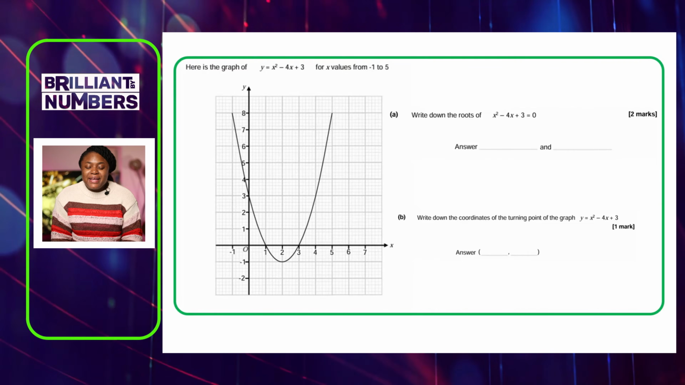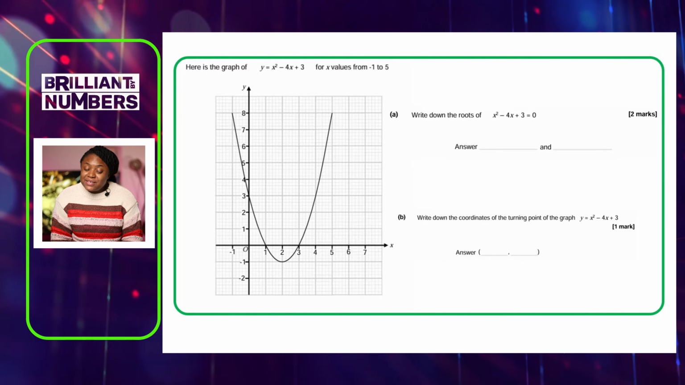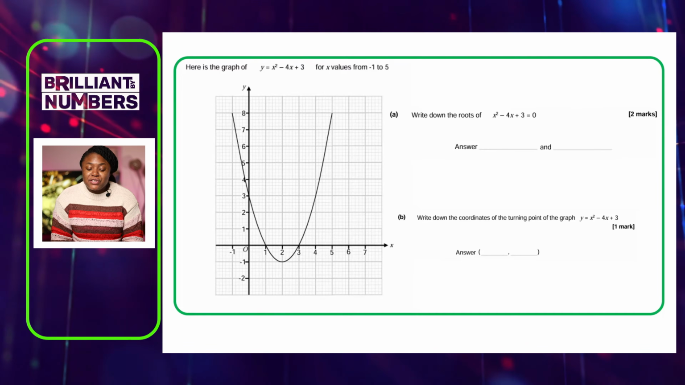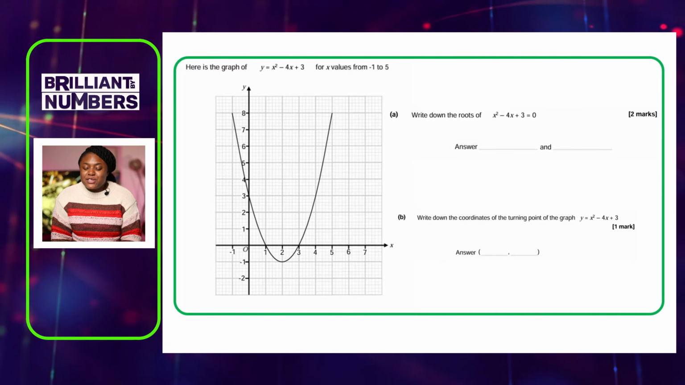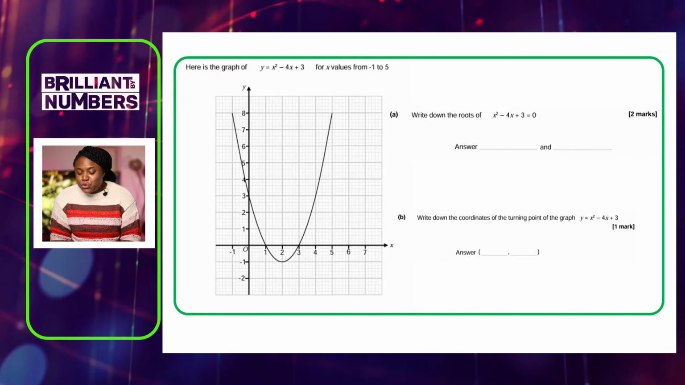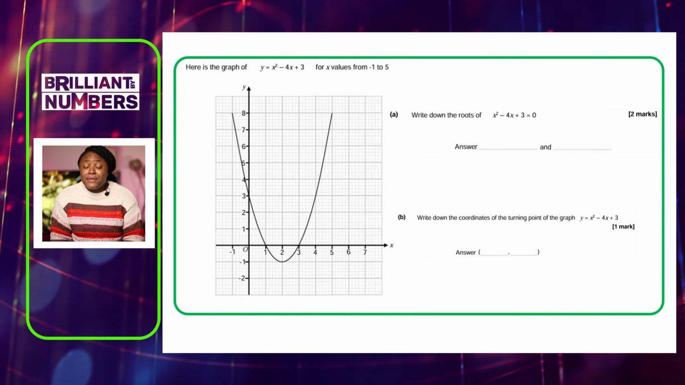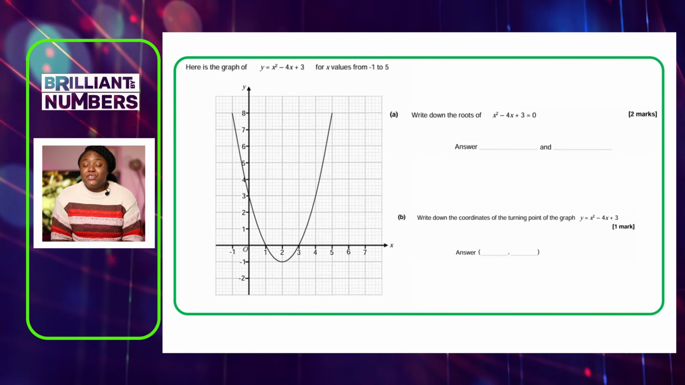So we move on to the quadratic graph. Here is the graph of y equal x squared minus 4x plus 3 for values of x from -1 to 5. Write down the roots of x squared minus 4x plus 3 equal 0 for 2 marks. So remember, when we talk about the roots of a quadratic, we're talking about the solution.